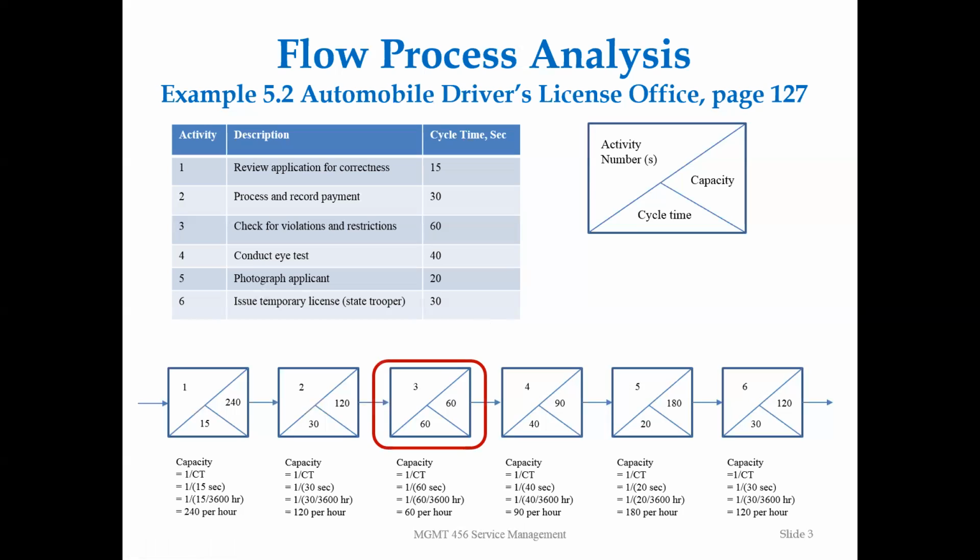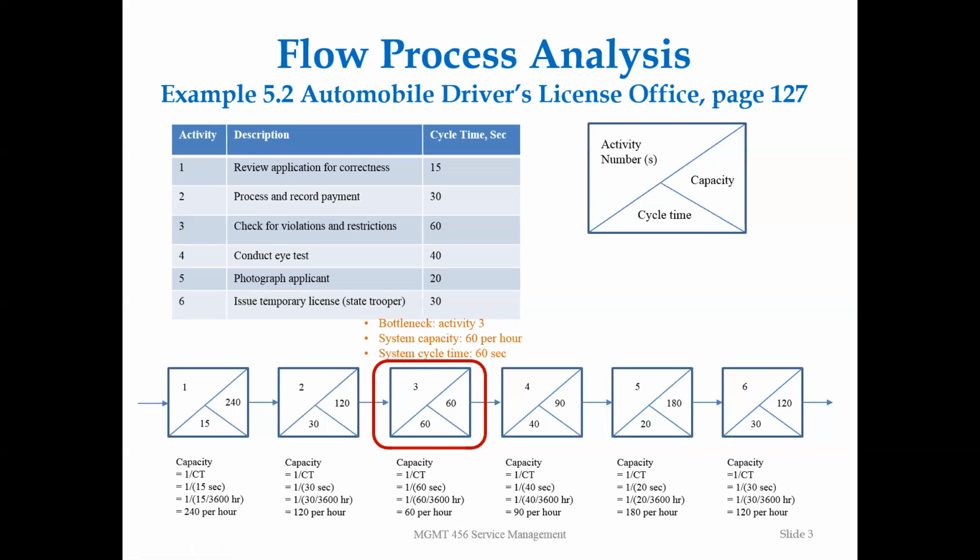So that's why the capacity for the entire process is equal to the capacity of activity 3. So the capacity for the entire process is 60. The bottleneck activity is activity 3, system capacity is 60 per hour, system cycle time is 60 seconds. Because the system capacity and system cycle time depend on the bottleneck. It's the same as the capacity and cycle time of the bottleneck activity.